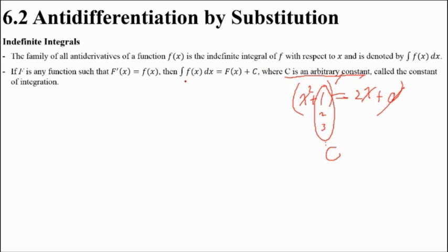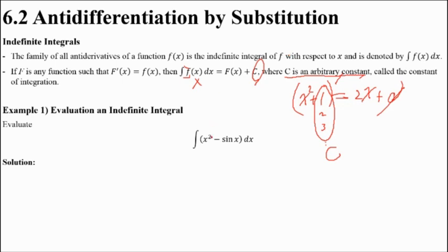Before, if they give a lower limit and upper limit, we can find the exact number for C. But if they don't give them, it means we don't know. That's why they call it the indefinite integral, right?